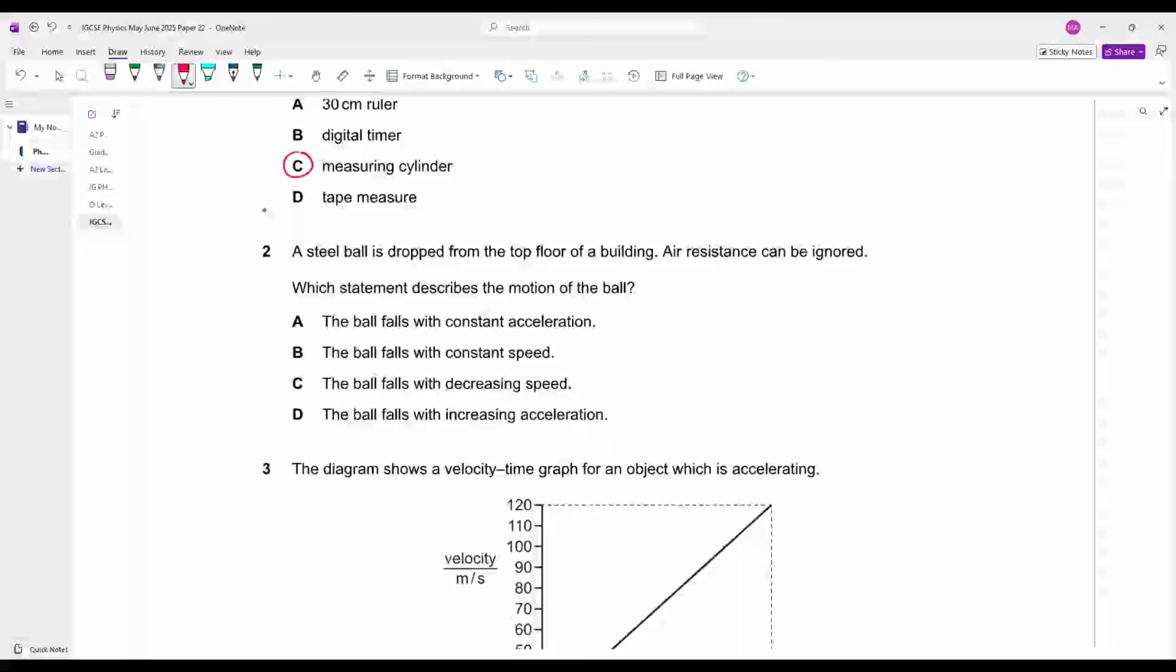A steel ball is dropped from the top of a building. Air resistance can be ignored. Okay, so air resistance is ignored. Whenever air resistance is ignored, your acceleration equals to what?